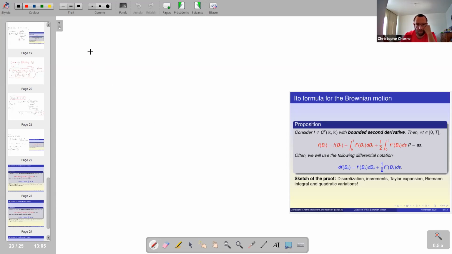So I have defined, from the previous proposition, the integral between 0 and t of f prime of B_s dB_s. It was defined as the limit in L2 of these quantities here: the sum of f prime of B_{t_i/n} times B_{t_{i+1}/n} minus B_{t_i/n}. It's the way this integral is defined.